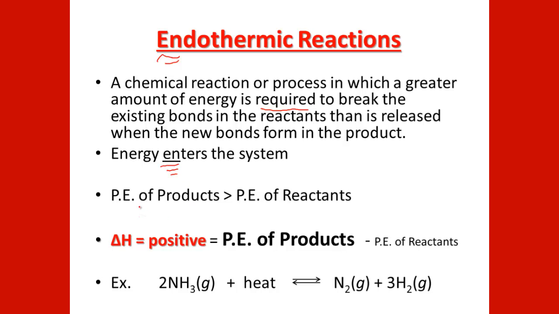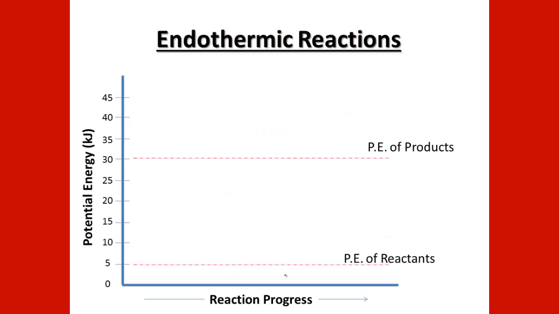The potential energy of the products is greater than the potential energy of the reactants. So our delta H is going to be a positive value, since products are greater than reactants. This time around, the heat is going to be on the reactant side of the arrow. We need heat in order for this reaction to go.